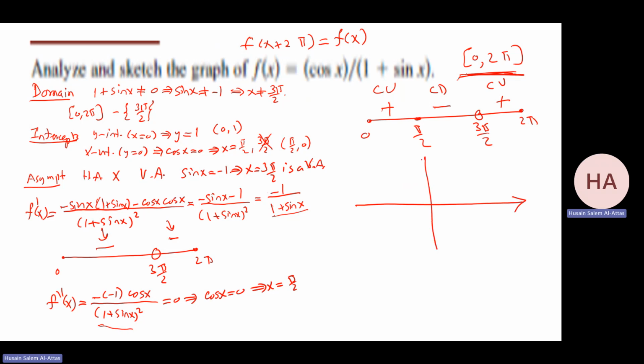Let me do one part from 0 to 2 pi, where I have an asymptote here at 3 pi over 2.